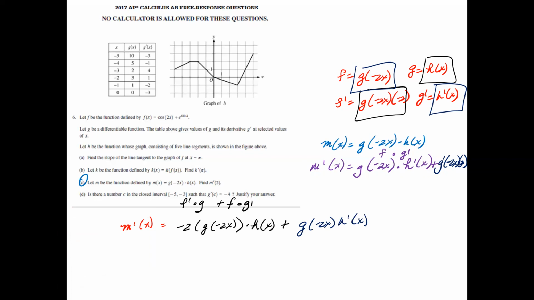Okay, so now that we're one step closer to this, let's go ahead and put the 2 in there. So once I have the 2 in there, I'm going to have negative 2 times g prime of negative 4 times h of 2, plus g of negative 4 times h prime of 2.